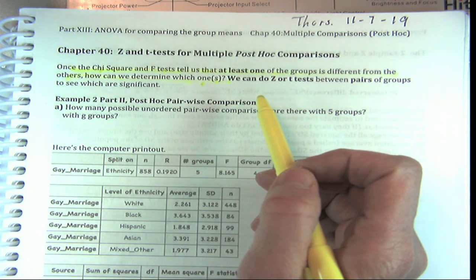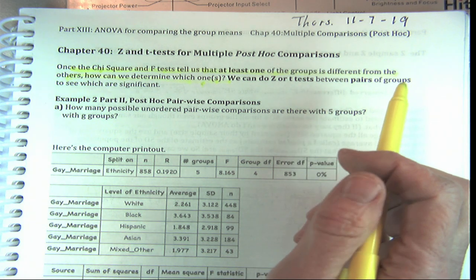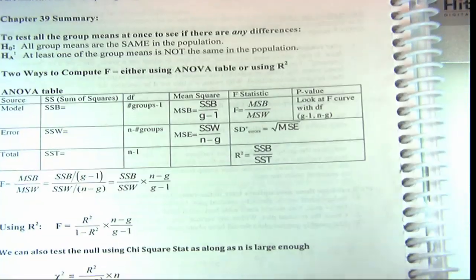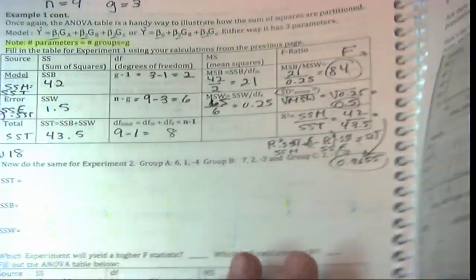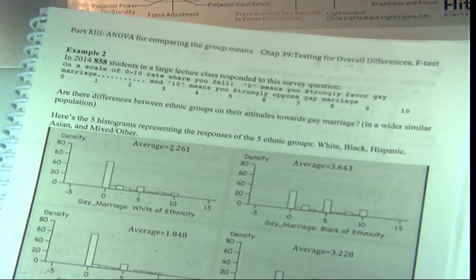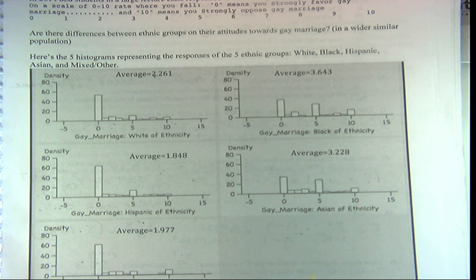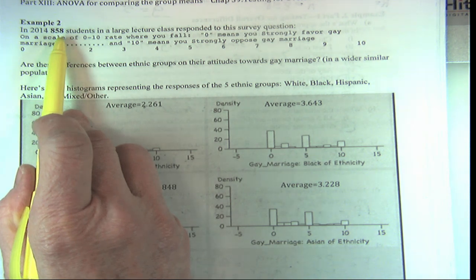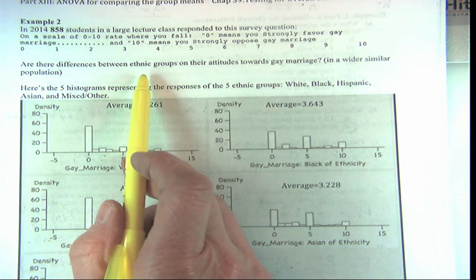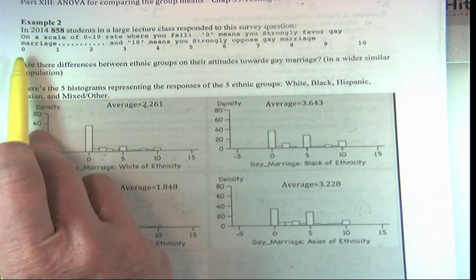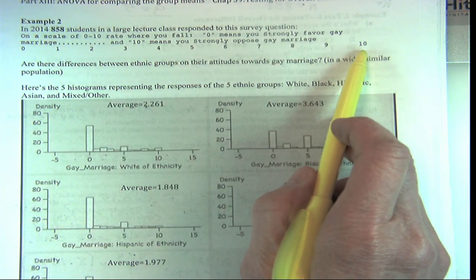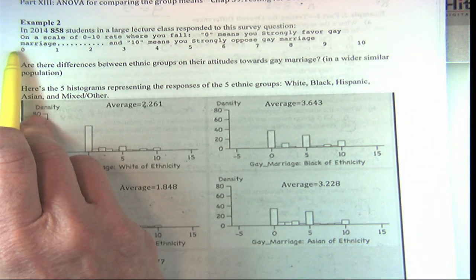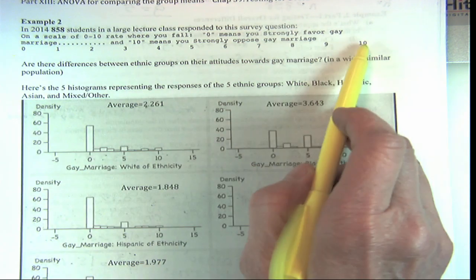We're going to continue with the example we were looking at before, which we started on page 178. I'll refresh your memory: this is data from 858 Stat 100 students on their opinion about gay marriage. These are the people who strongly oppose it, all the way up. If you rated it as 10, you strongly oppose it, and these are the people who strongly favored it at 0.